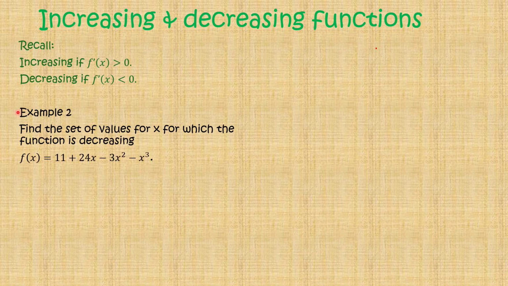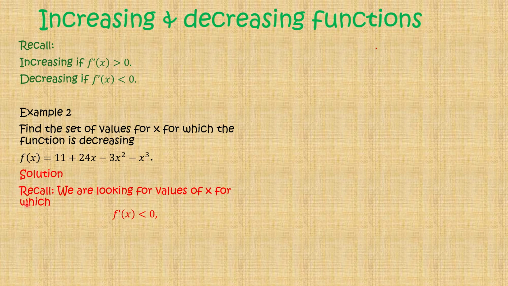Let's take a look at example 2. Find the set of values for x for which the function is decreasing. The f of x is equal to 11 plus 24x minus 3x squared minus x cubed. The solution. As you may know and recall, we are looking for values of x for which f prime of x is less than 0. Then it means that we are going to find the first derivative of f, that is f prime of x is equal to 24 minus 6x minus 3x squared is less than 0.